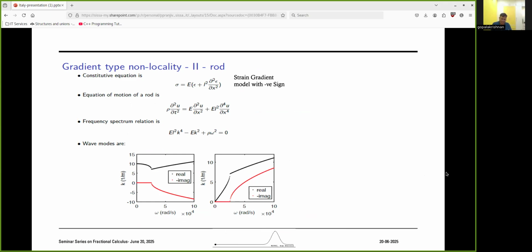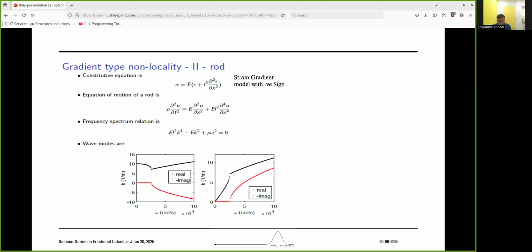If you take the same rod with a positive sign, this is what the actual thing is, and you see something weird happening. The third equation is the wave equation. That means k to the power of 4, so there are four roots to the equation. You'll get four modes: two are normally forward propagating and two are backward propagating. We will only consider the first two modes.